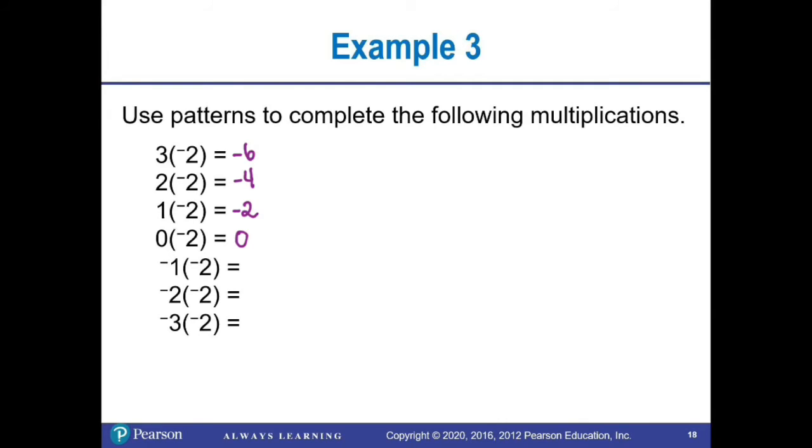So negative 1 times negative 2 would be a positive 2. Negative 2 times negative 2 is positive 4. And negative 3 times negative 2 is positive 6. Just like we saw with addition and subtraction, sometimes patterns can help children understand our multiplication of integers.